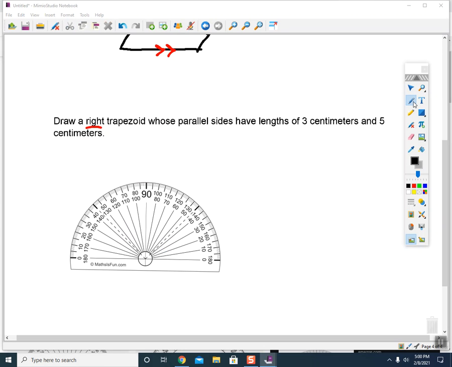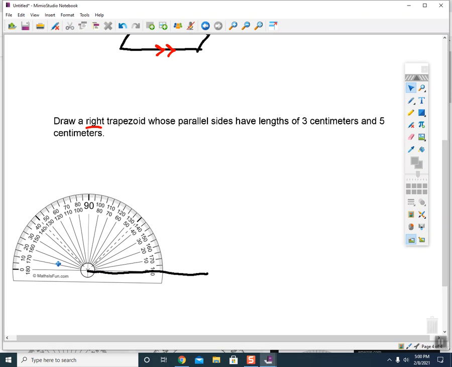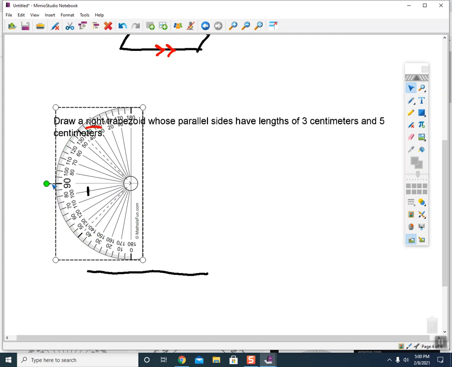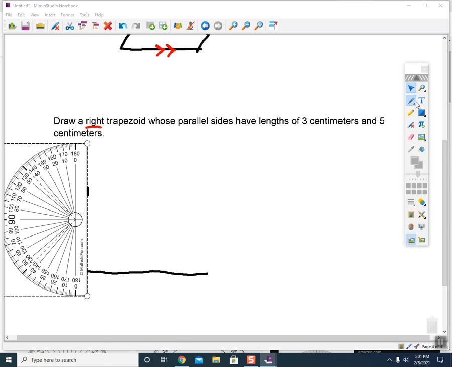So let's start with our base. Here's my base. And I need a right angle, so let's line this up. A right angle is a 90-degree angle, so I'm going to put a dash right up here. Rotate this guy. And just like that. So I'm going to start with a right angle. Here's my right angle.